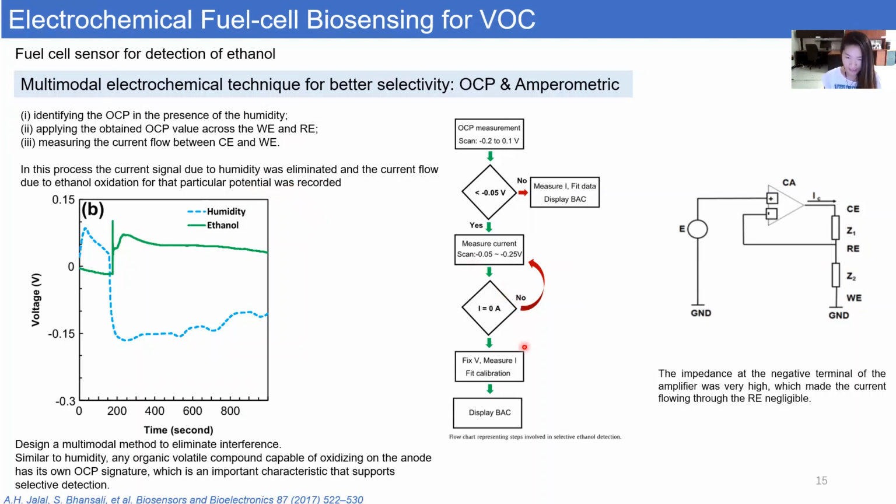Here is a flow chart representing the steps involved in selective ethanol detection based on the OCP value. From this diagram, we need to point out that the impedance at the negative terminal of the amplifier is very high, which makes the current flowing through the reference electrode negligible.